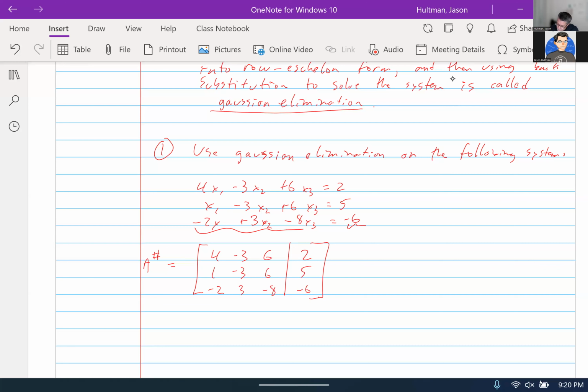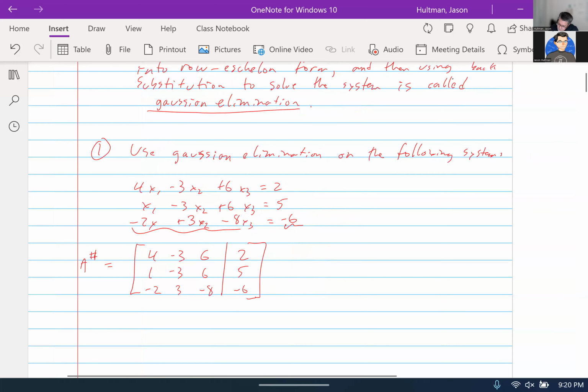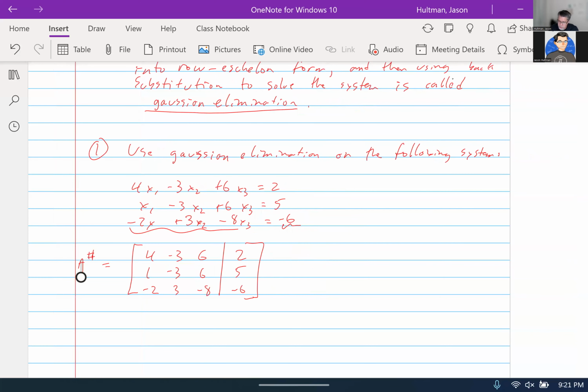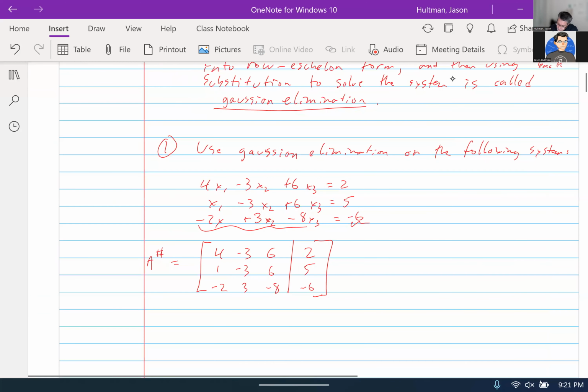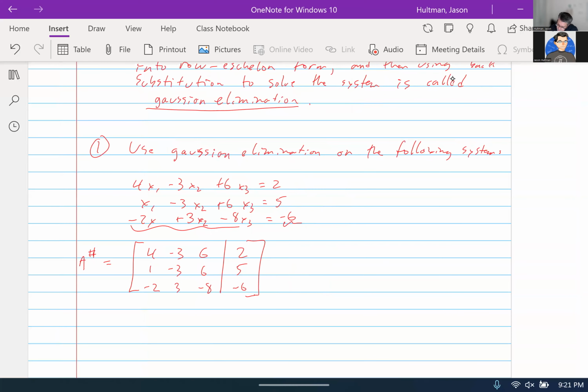Okay, so let's use our elementary row operations to put this into row echelon form. The first thing I notice is I have this 1 right here, and I want that 1 to be in the first row, first column. So I'm just going to permute those two rows, row 1 and 2.